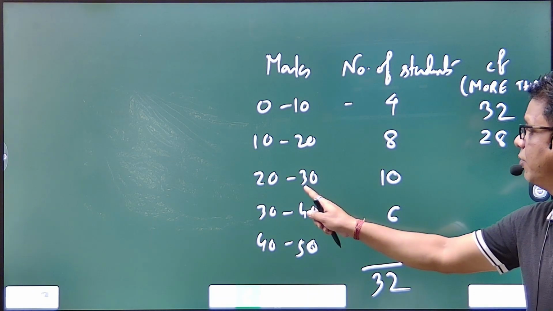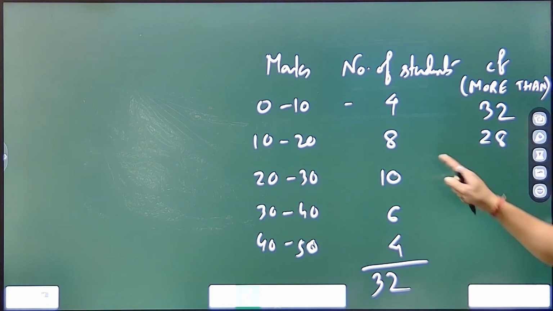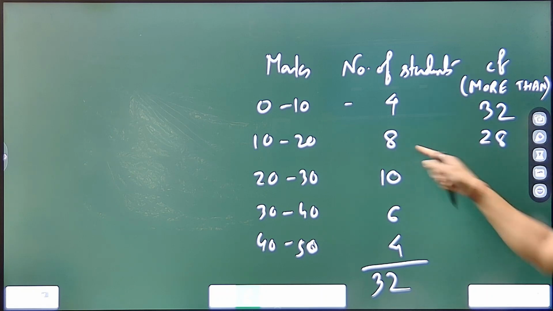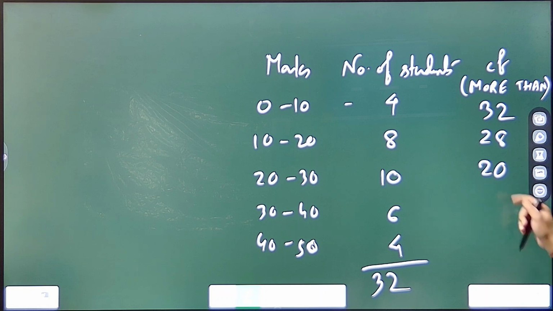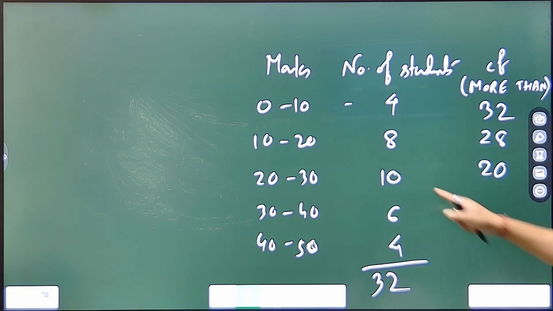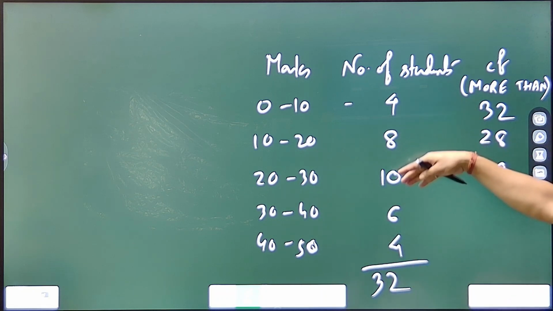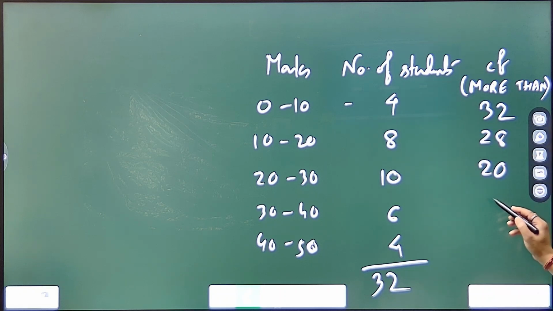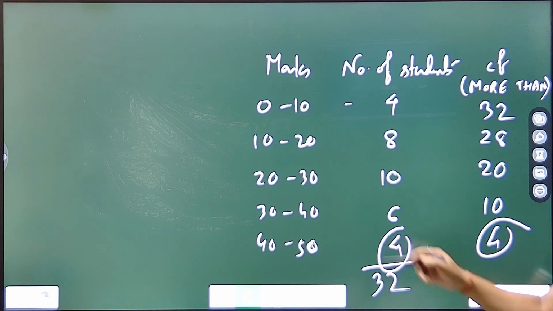Now tell me, more than 20. More than 20, which number to be subtracted? 8. Okay, so 28 minus 8 is 20. Say next, more than 30. More than 30 means those who get up to 30 should be subtracted. So 20 minus 10, what? 10. Now 10 minus 6. Could you understand the pattern? Here the last number remains the same.